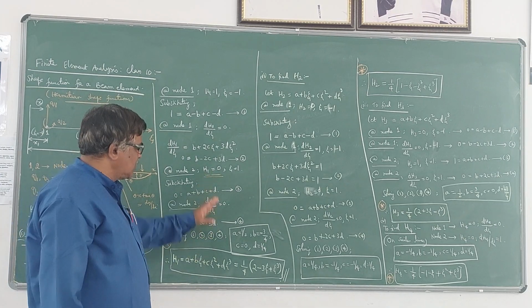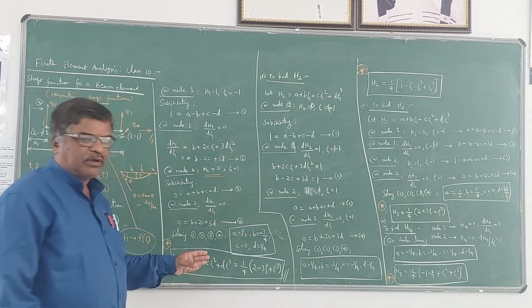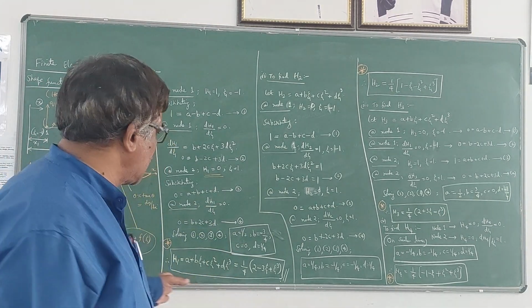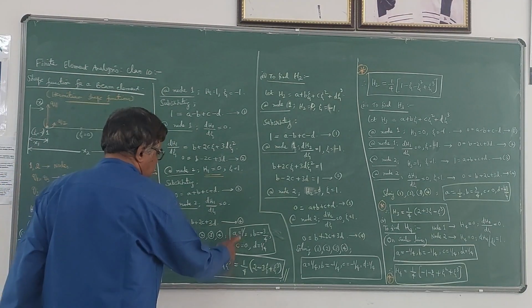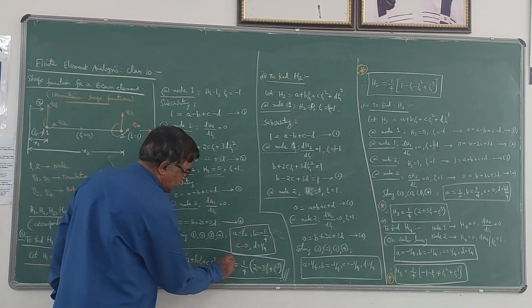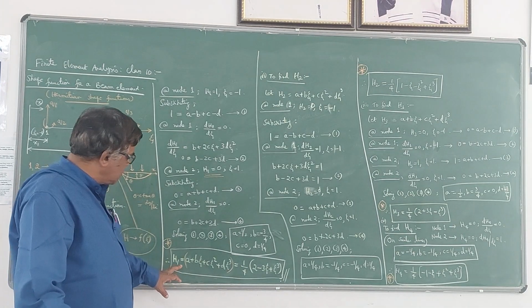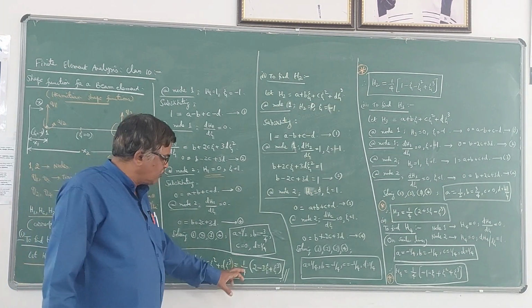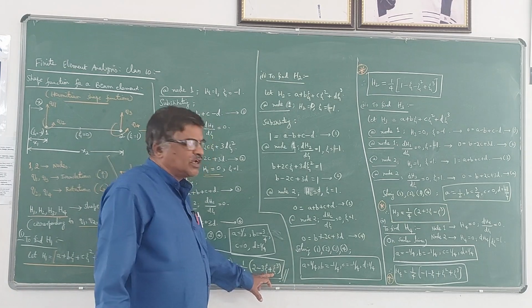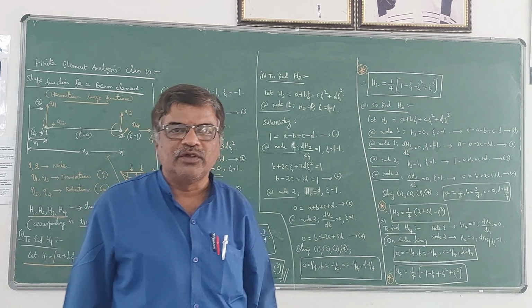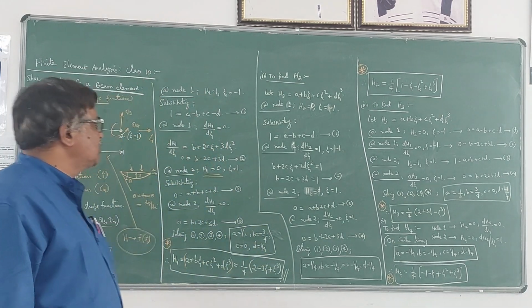So in this case, you are going to get these things. By elimination, Gaussian elimination method, you can proceed. So these are the values we got. Finally, after getting the values of a, b, c, d, substitute the values, you will get h1 as 1 by 4 into 2 minus 3 zeta plus zeta cube. So that's what we get for the first Hermitian shape function.